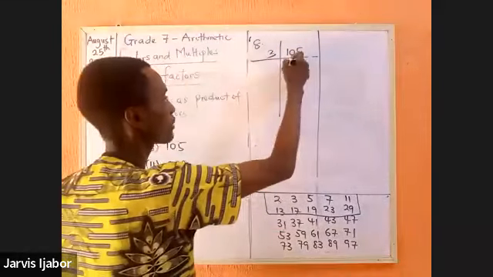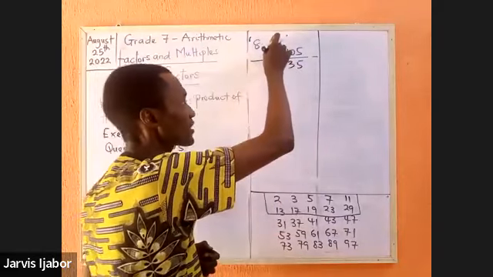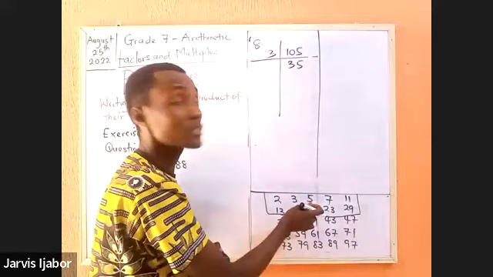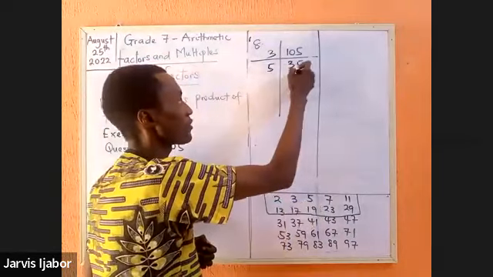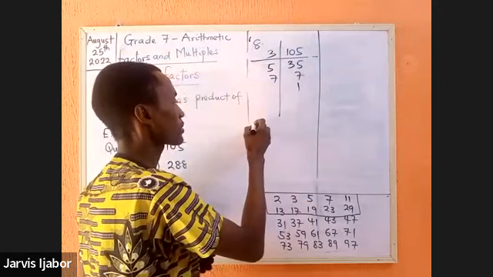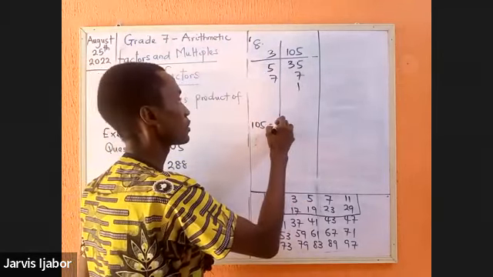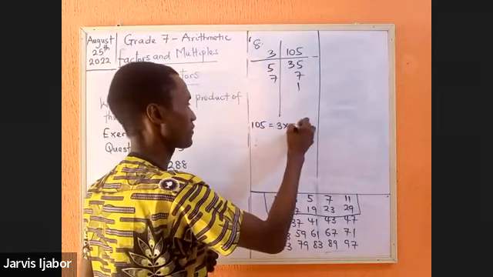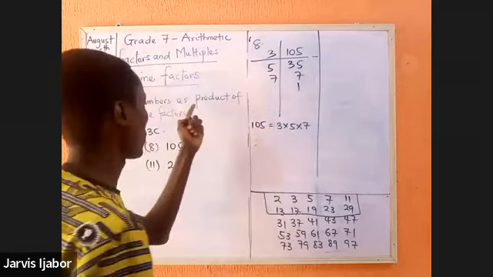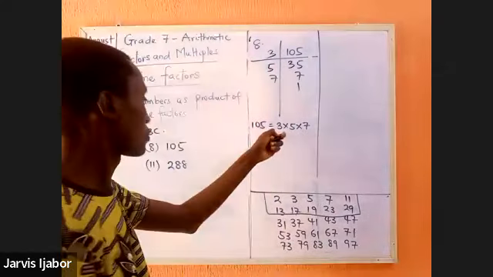So 3 here will give me 35. At 35, after 3, the next one that comes is 5. So I'll try what? 5. And 7 gives me 1. So the factors, 105 will simply be what? 3 times 5 times 7. So that is writing the number as a product of their prime factors. So I've done that one.